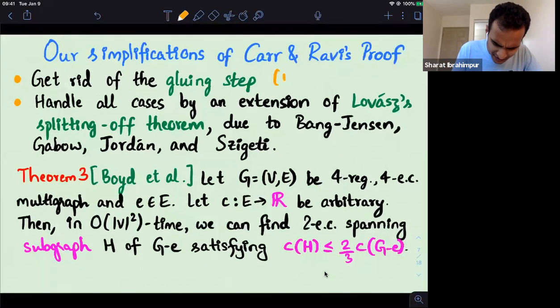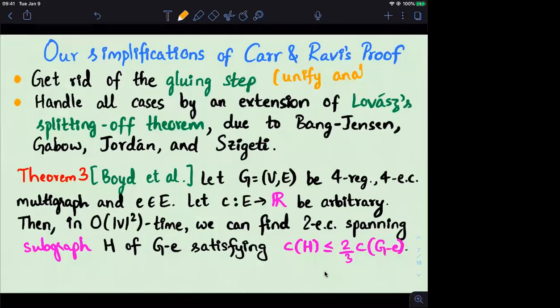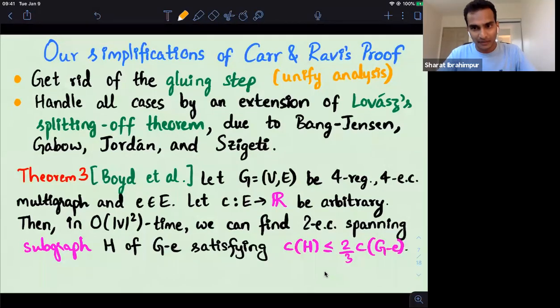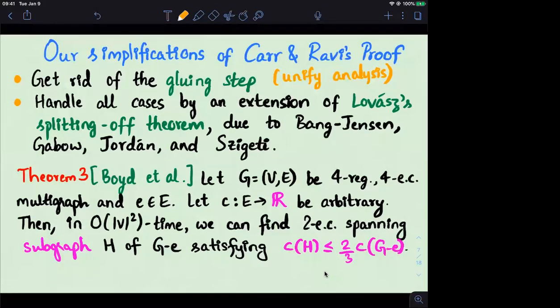The advantage here is that we unify the analysis by doing this. And what we do is we handle all remaining cases that arise by an extension of Lovász's splitting off theorem. And this is due to Bang-Jensen, Frank, Jordán, and Szigeti. And this is one of the hammers that we use, in some sense, that's how you can put it.